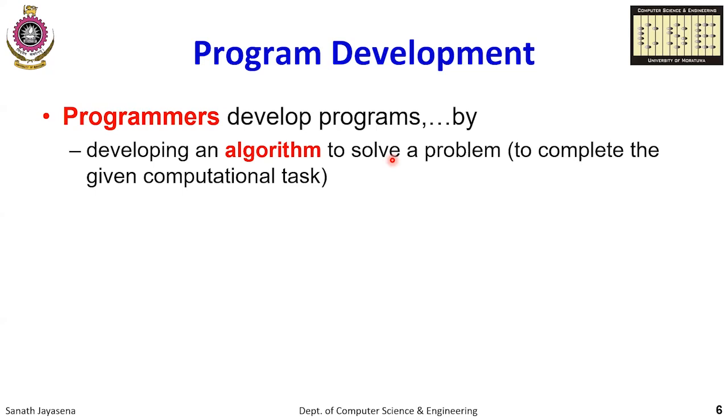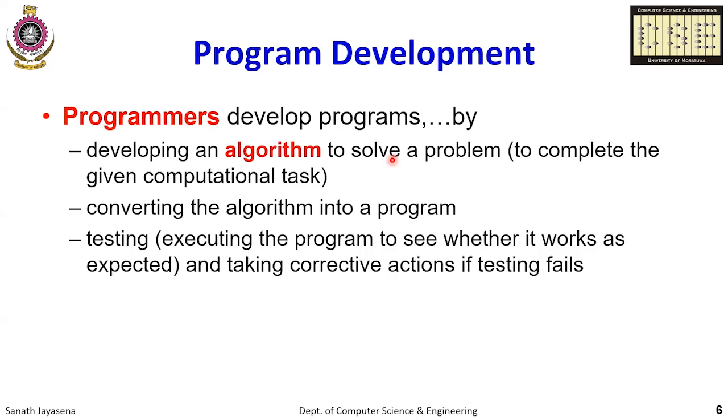And we basically do something called developing an algorithm first for this purpose. And what is an algorithm? We will learn shortly. So programmers usually first develop an algorithm to solve the problem and then convert that algorithm into a program.